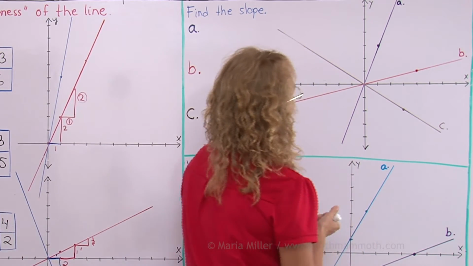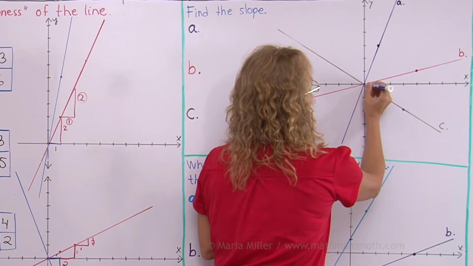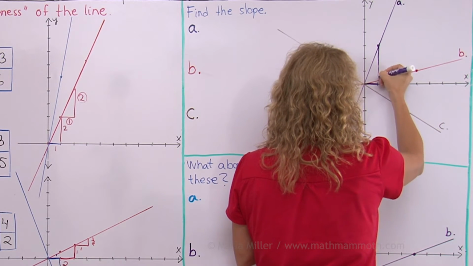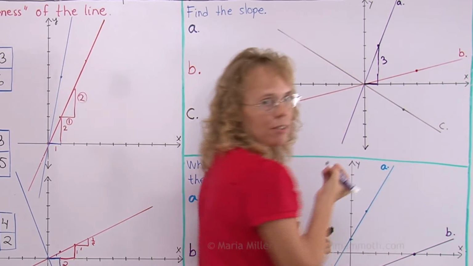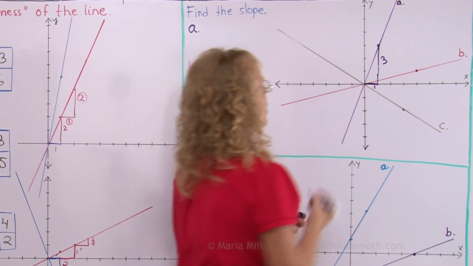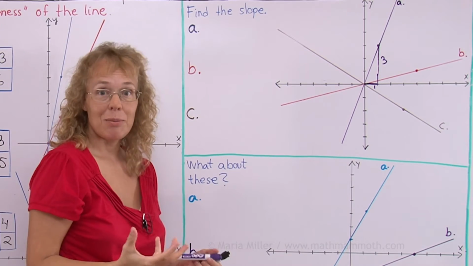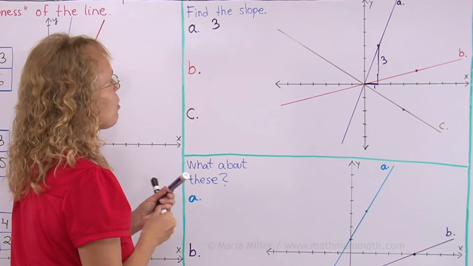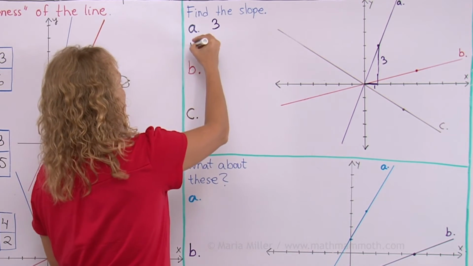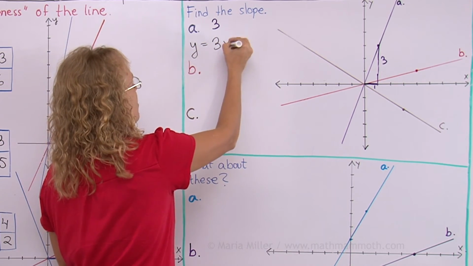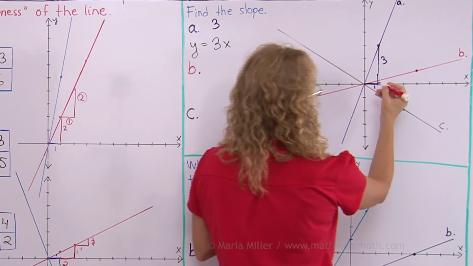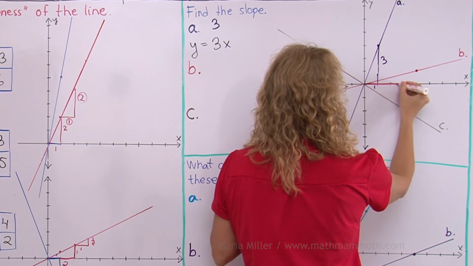For example, A. So I will go 1 unit in the x direction and then check here. This is 3 units up. Okay, so the slope is simply 3. I can also write the equation of the line, which is, of course, y equals now 3x. In B, my triangle would go maybe like this.